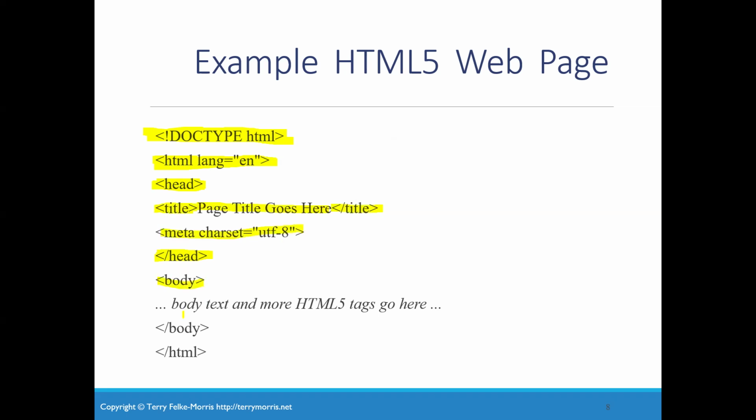Then we have the body. The body has an opening and a closing what? Tag. In between the body, it says what? Body text and more HTML5 tags go here. So all other HTML5 tags will go in between the body. Then finally, this opening HTML element, this is the closing of it. So this one, its closing is here. It contains the rest of these. Right? Good.